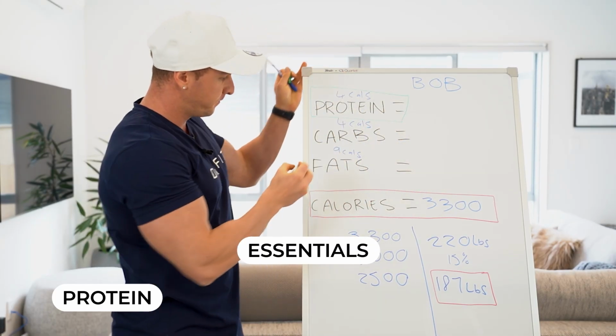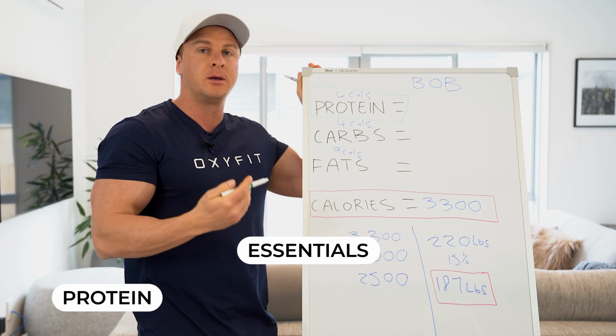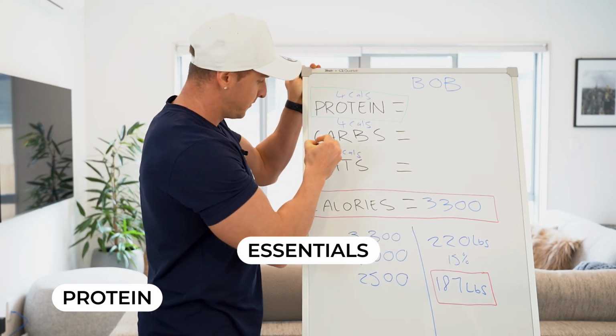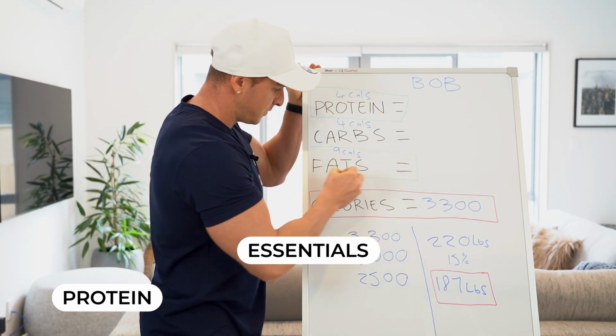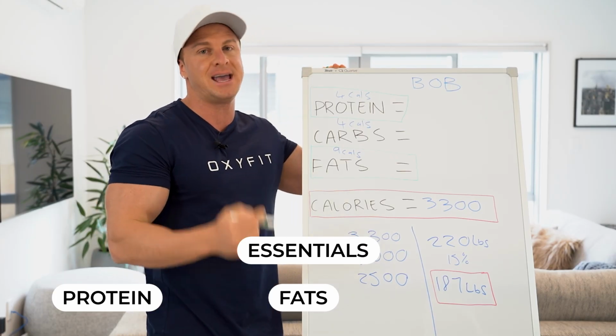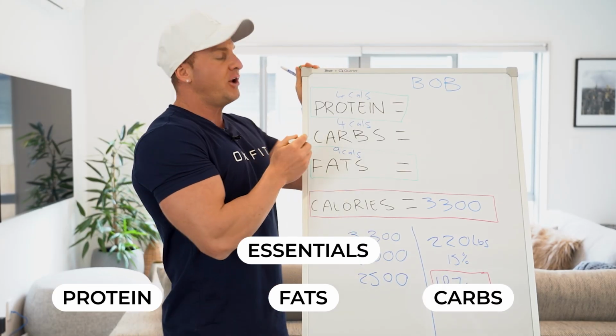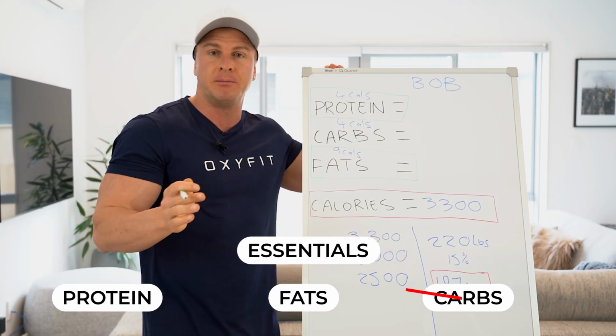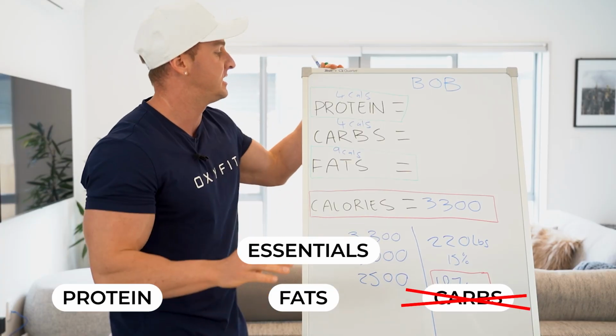Protein is essential. There are your essential amino acids. Fats are essential. There are your essential fatty acids. Carbohydrates are non-essential. We don't need them. The human body does not need carbohydrates at all.